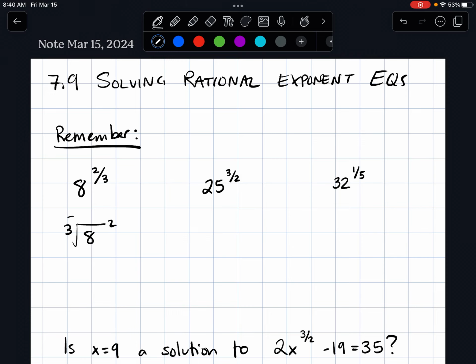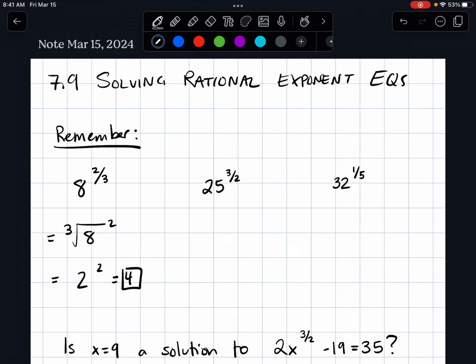In this case, I would say it's probably easier to take the cube root of 8 first, making it a smaller number. So this would give me 2 to the second power, because the cube root of 8 is 2. And then we know that 2 squared is 4.